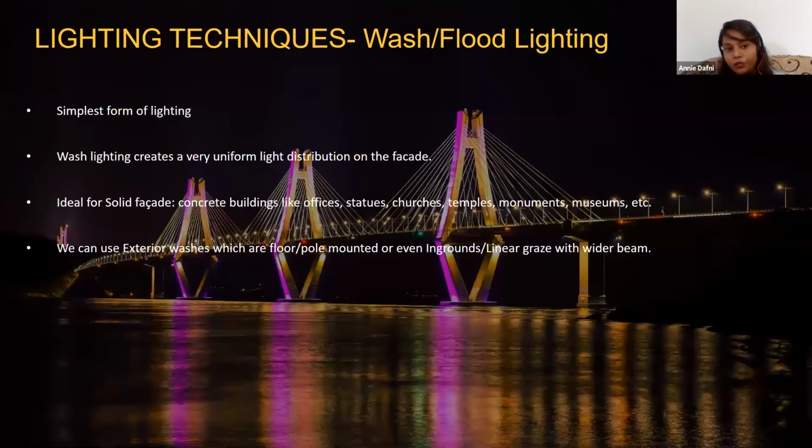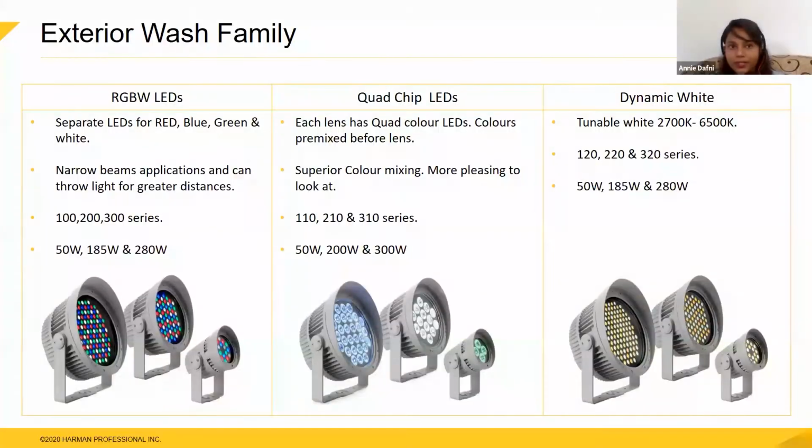From the Martin portfolio, the exterior wash fixtures, which can either be pole mounted or floor mounted, and the light is thrown from a distance, and also the in-grounds and the linear fixtures with preferably wider beams, can be used for this technique. So let's see what these exterior wash fixtures are. In the Martin portfolio, we have three variants in the exterior wash family.